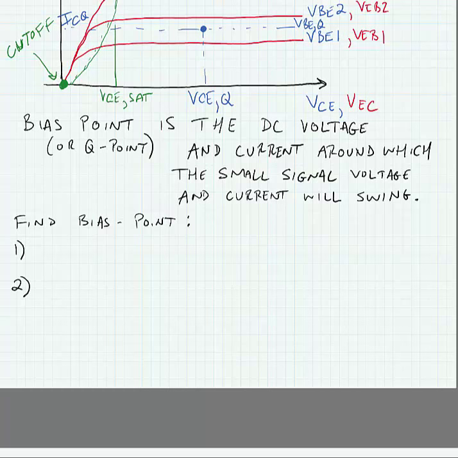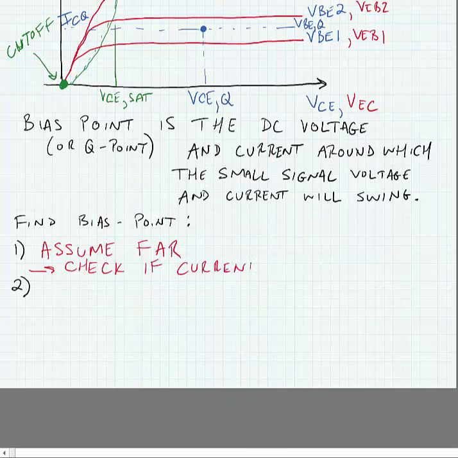So the first thing that we do with a bipolar transistor is we assume that it's in the forward active region. This is where we want to use the device. So we assume forward active region. The first thing that we need to do with our assumption is to check if current flows. And the next thing we need to do, once we've calculated whether current is flowing and calculated what that current is, is to find VCE.